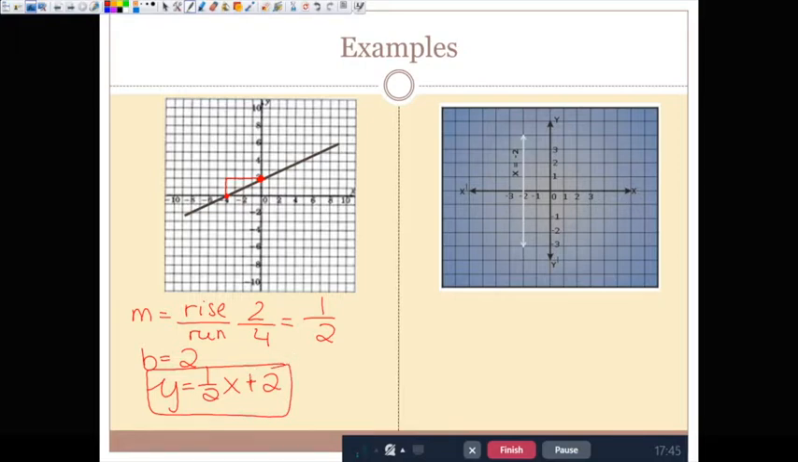Okay, our next one, I have a special case, a vertical line. So what is my equation when I have a vertical line? x equals a number. So in this case, what does x equal? -2. So x equals -2.